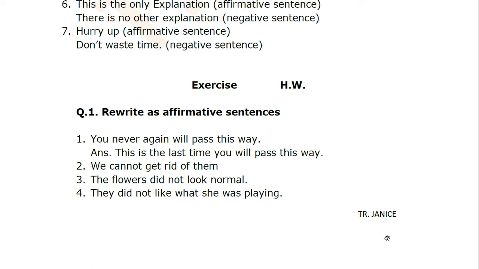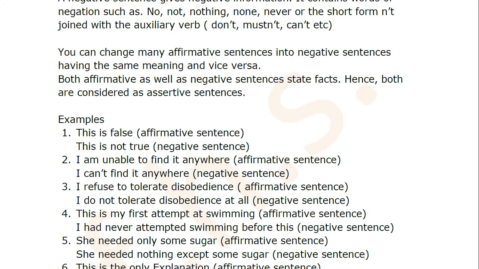The flowers did not look normal. If they did not look normal, it means they were abnormal. So you use the word abnormal, and there is no negative word in the whole sentence. Then, they did not like what she was playing. If you did not like, it means you disliked. So she disliked. You have to use it in such a way. Okay, next one.